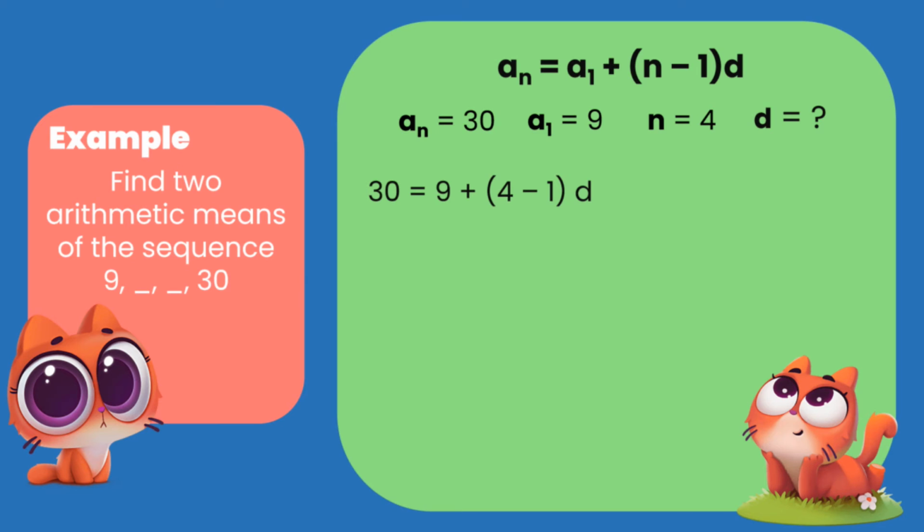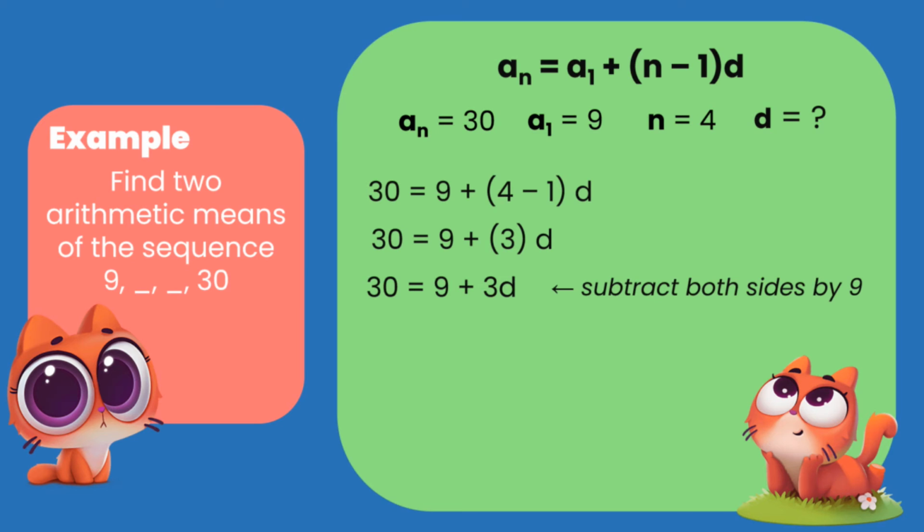By the PEMDAS rule, we need to first solve the number inside the parentheses. And 4 minus 1 gives us positive 3. And 3 multiplied by d, we have 3d. From here, we can subtract 9 from both sides, or transpose positive 9 to the other side and it will become negative 9. Therefore, 30 minus 9 gives us 21. And 21 is equal to 3d.